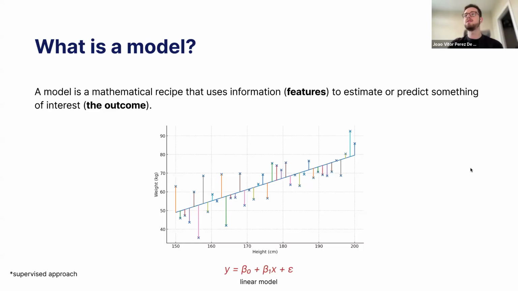We could make it very, very simple in the sense that we could say that a model is a mathematical recipe that uses information or our features, our variables, to estimate or predict something of interest, which is our outcome, right? If you think about your epidemiological study, you would use a logistic regression, using some demographic features, some clinical features, to predict if the patient is going to survive, what is the odds ratio of this patient having this condition, etc.